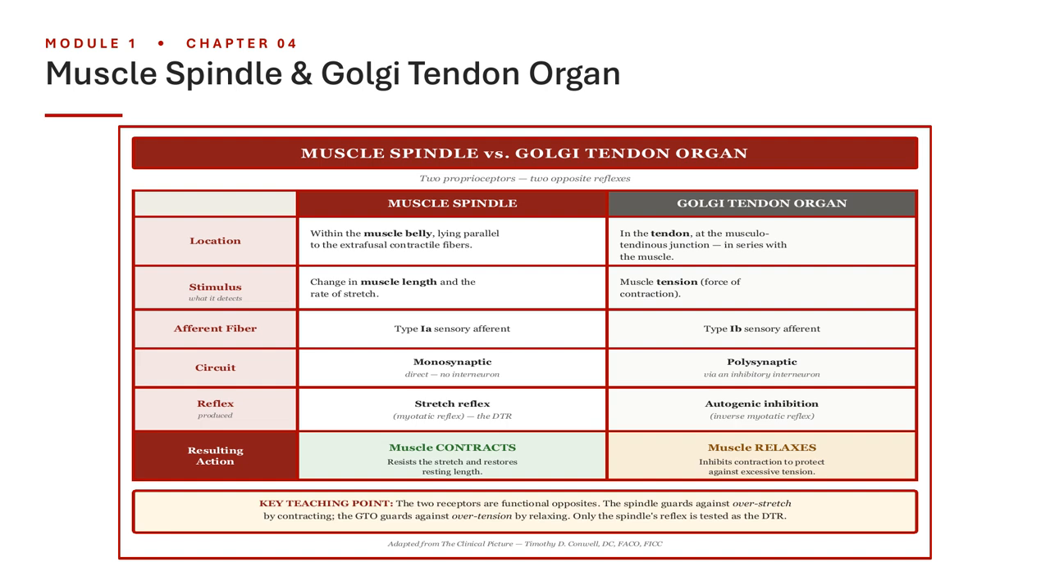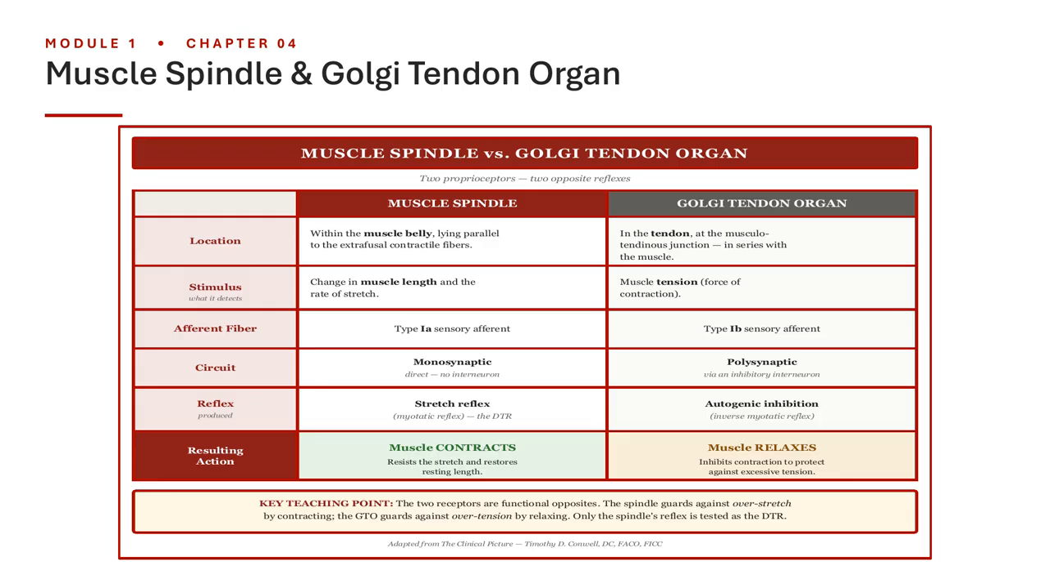Study the anatomical positions first. The spindle is within the muscle belly, running parallel to the extrafusal fibers. The GTO is at the junction, where muscle becomes tendon, arranged in series. In parallel versus in series is not just anatomy jargon. It tells you how each receptor is loaded.